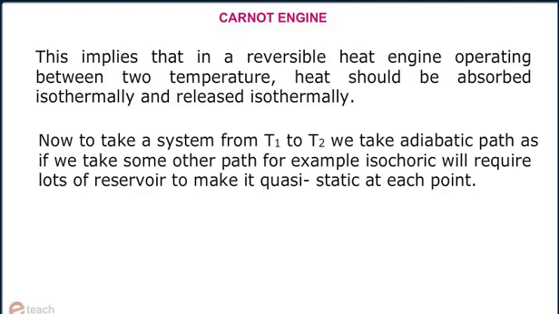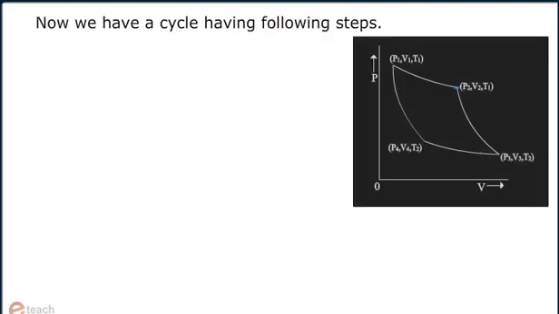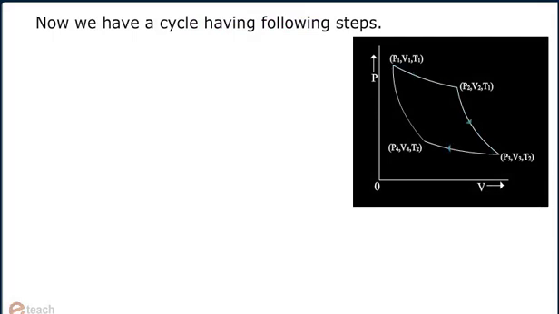Now, to take a system from T1 to T2, we take an adiabatic path, as if we take some other path, for example isochoric, it will require lots of reservoirs to make it quasi-static at each point. Now, we have a cycle having the following steps.